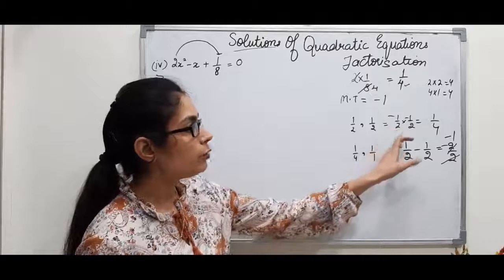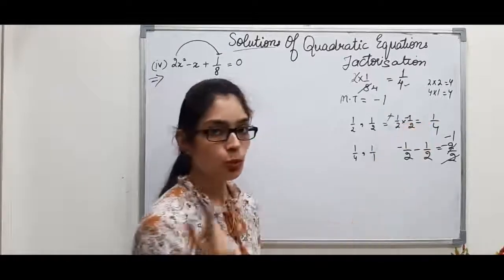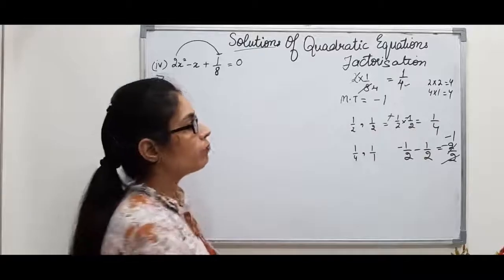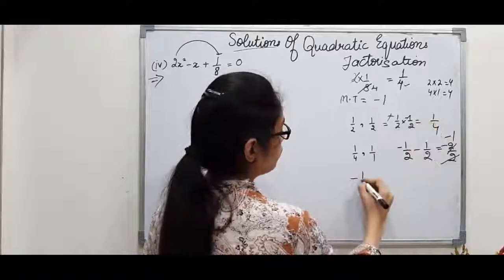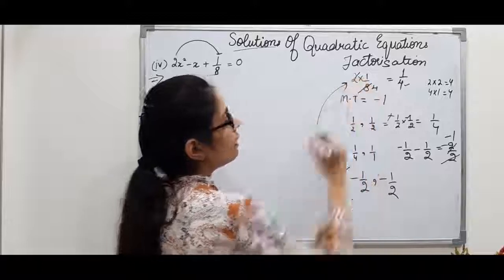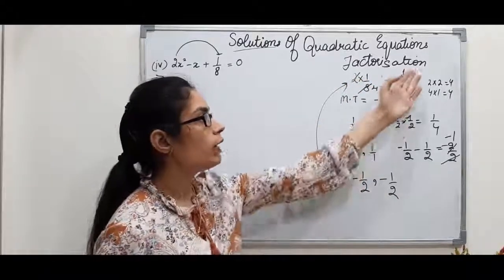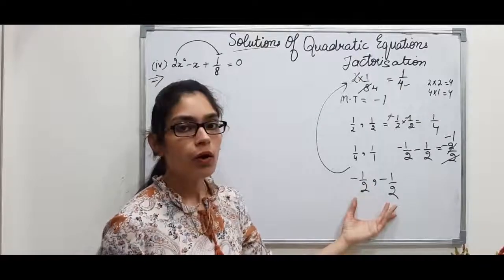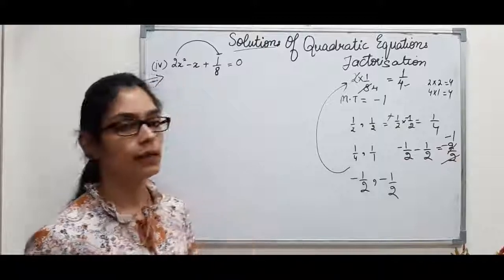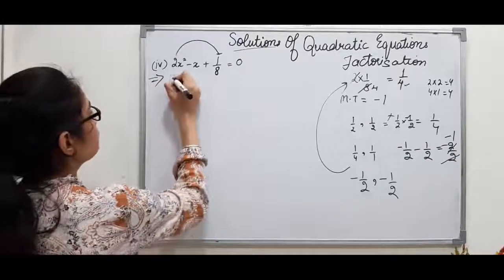When minus 1 by 2 gets multiplied with minus 1 by 2, the two minus signs will get cancelled and we will get 1 by 4. So this means minus 1 by 2 and minus 1 by 2 are fulfilling our requirements. On multiplying these, we are getting 1 by 4, and on adding these two numbers, we are getting minus 1, which is equal to the middle term. So we will use these two numbers to split the middle term.